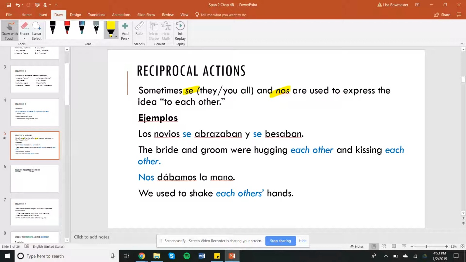How will you know the difference between reciprocal and reflexive? One, reciprocal always has two people because you need at least two people to do something to each other. Otherwise, we'll have to know by the context.